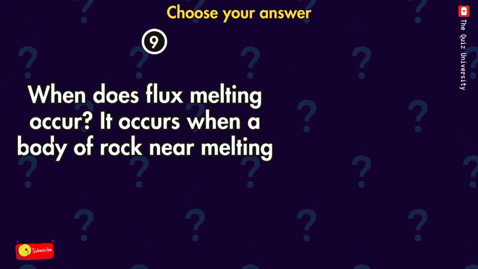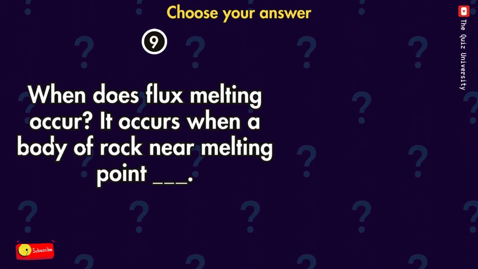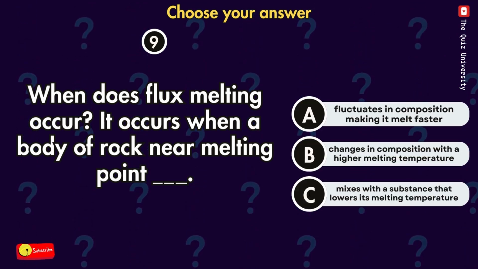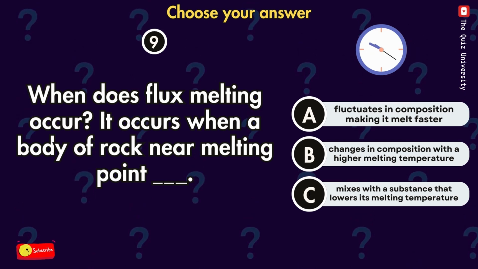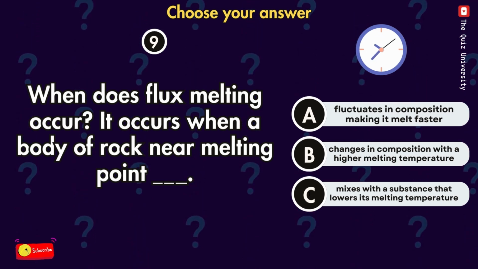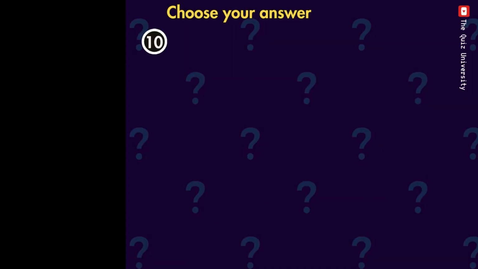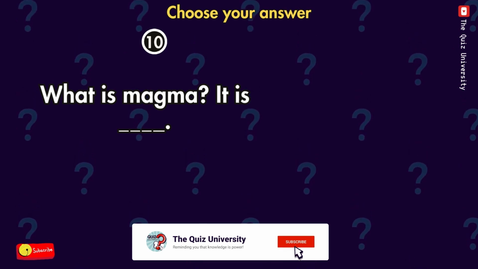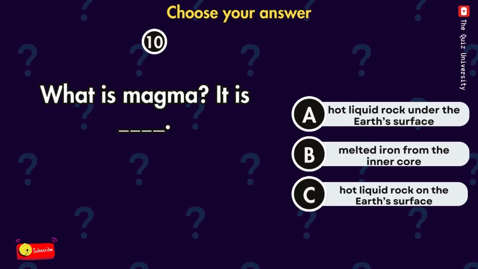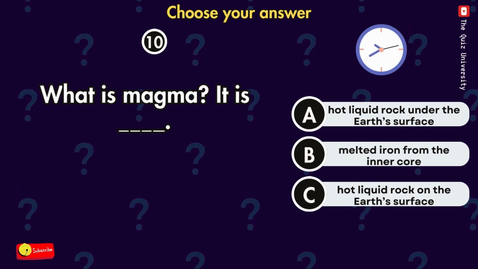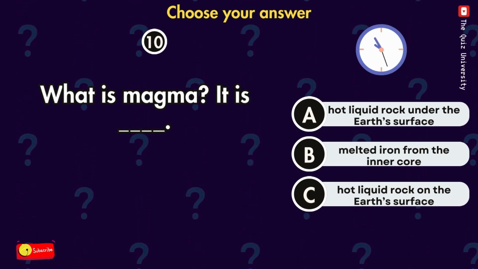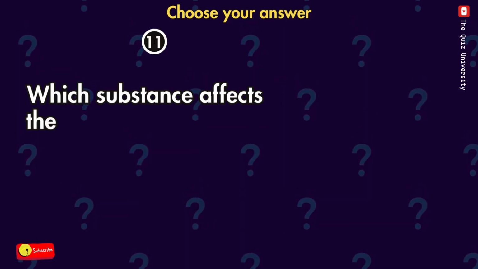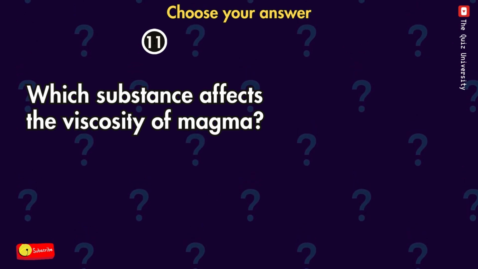When does flux melting occur? It occurs when a body of rock near melting point of... What is magma? It is what? Which substance affects the viscosity of magma?